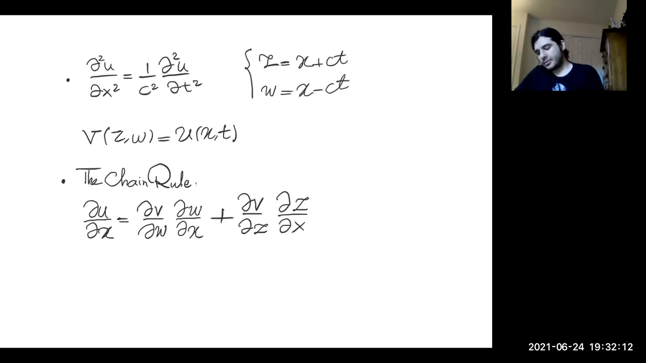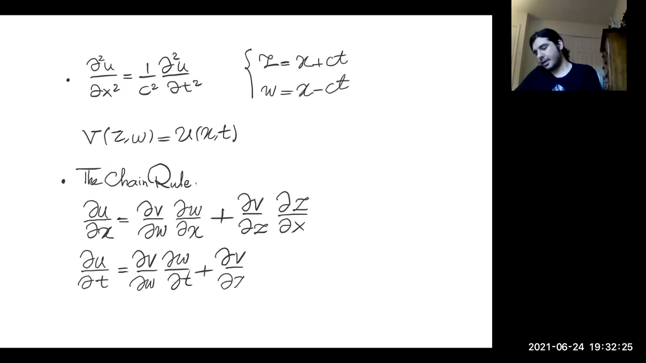So the chain rule also tells us that the derivative of u with respect to t is equal to the derivative of v with respect to w times the derivative of w with respect to t, plus the derivative of v with respect to z times the derivative of z with respect to t. Now let's see what we can do with these things. The main point here is that we know these things.